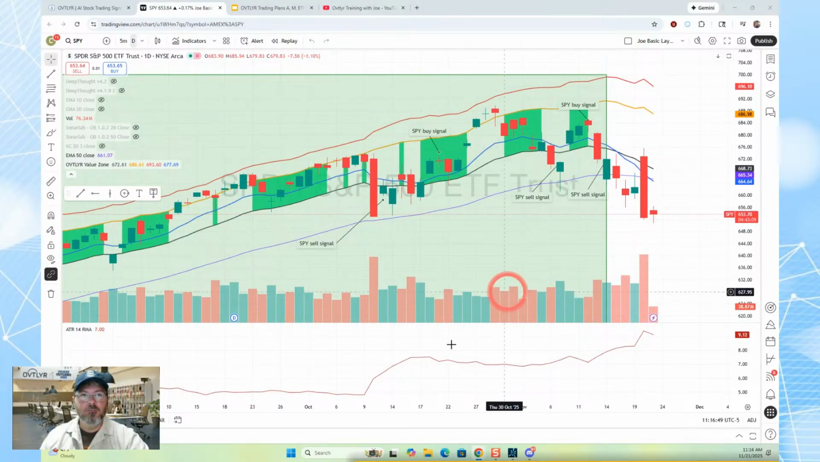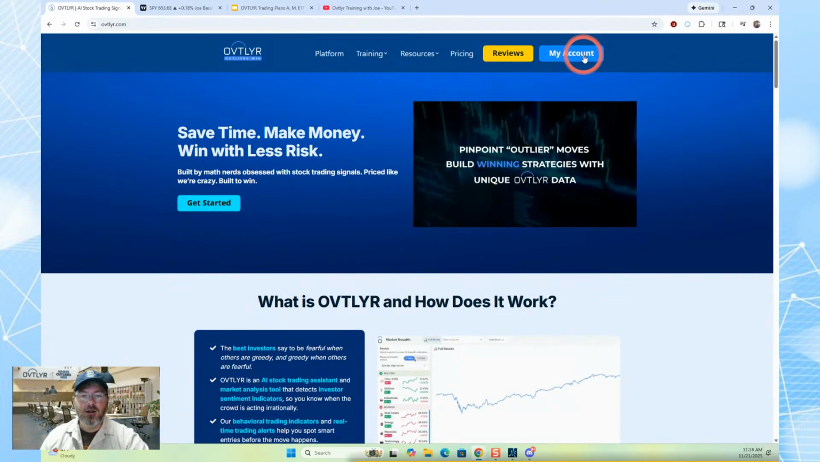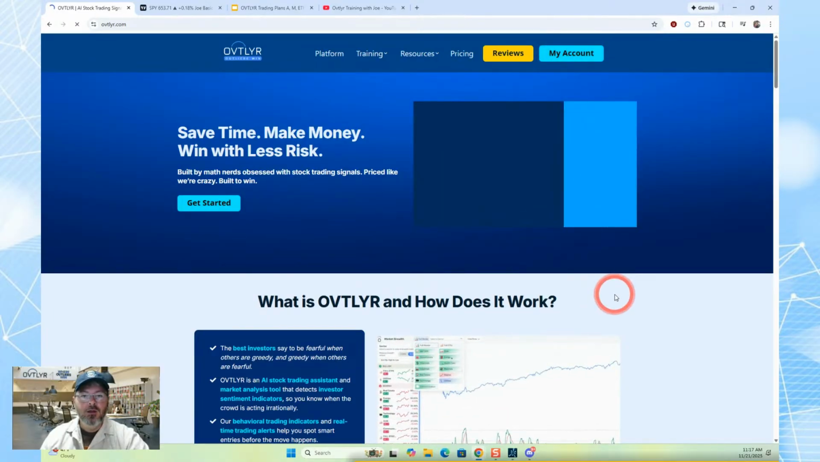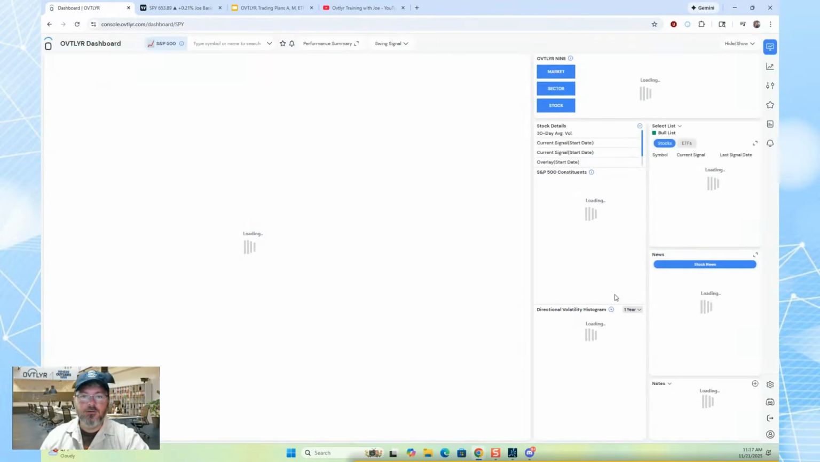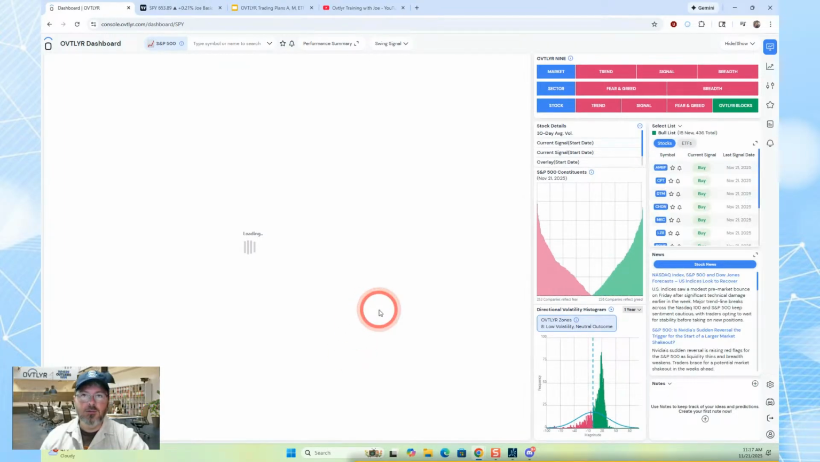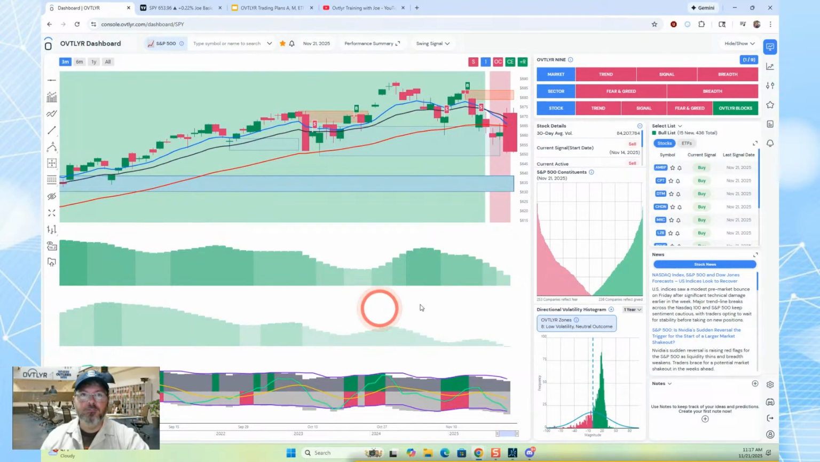So first, how do we get access to Outlier? Well, once you become a subscriber or trial member, you just go to outlier.com and you're going to hit the My Account button. It's going to ask you for credentials. You just make sure that you use the email address that you subscribed with, that you created your account with, to log in. That's going to be important.